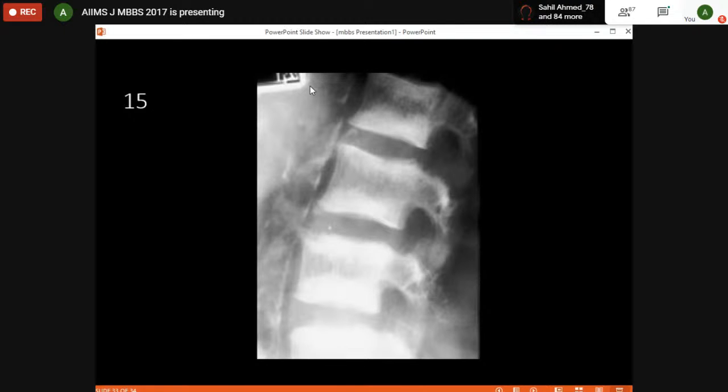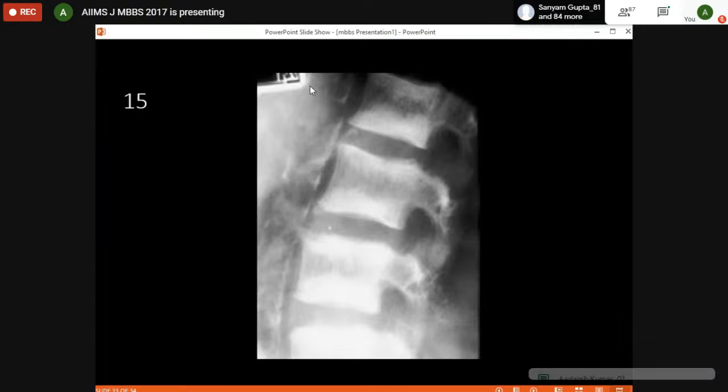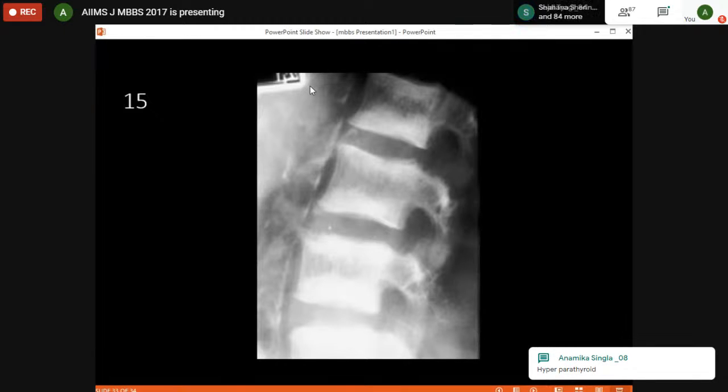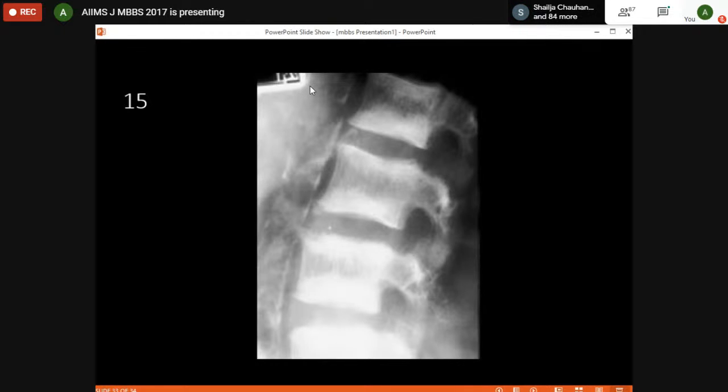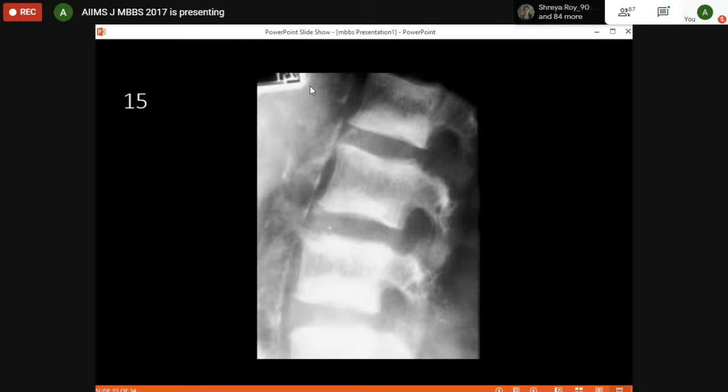What is happening here? What is wrong with the vertebral bodies? Rugger jersey. Okay. What is the cause of rugger jersey? Come on, quick. Hyperparathyroidism. Okay, does anyone want to be a little more specific here? Renal osteodystrophy, all right, very good. So renal osteodystrophy is what leads to secondary hyperparathyroidism. And this kind of appearance, the rugger jersey appearance that you see, is very classic for secondary hyperparathyroidism.